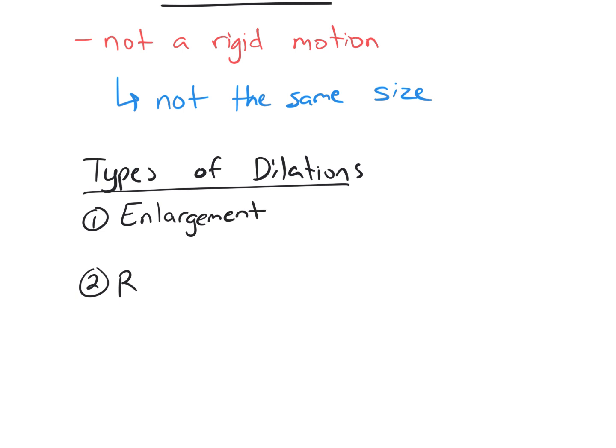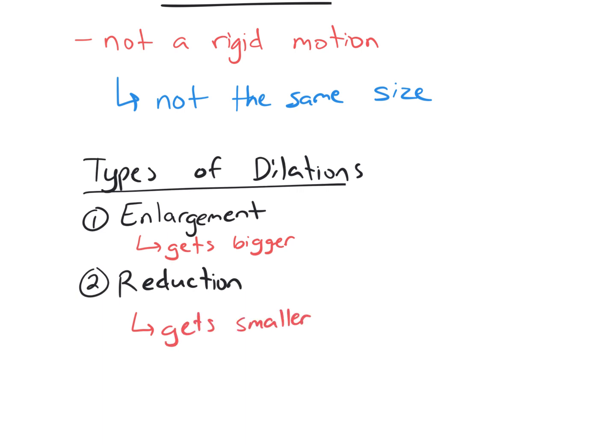Enlargement, what'd you say? Reduction. Yep. So, for the types of dilations, enlargement means it gets bigger, and reduction means it gets smaller. So when we get to describing and writing rules of dilations, we're going to use those two terms, enlargement or reduction. Okay? Those two terms also tell you what's going to happen to our image.